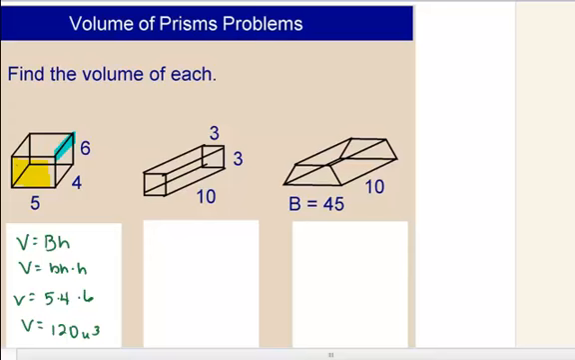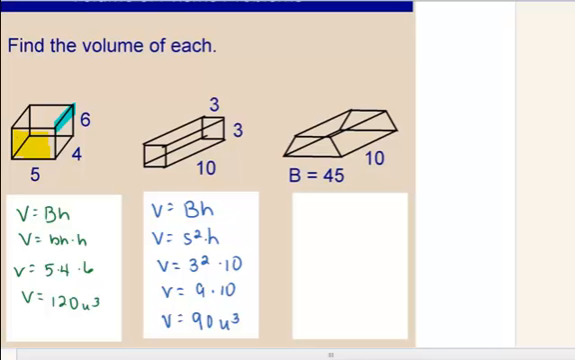Try the next figure. Think about what kind of figure that is. Again, using the volume equals area of the base times the height, we should notice that the shape of the base is a square. Therefore, we use the formula volume equals side squared times height, and then the height is 10. Each side of the square is 3. So 3 squared times 10 gives us 9 times 10, which is 90 units cubed. Now try the next problem.